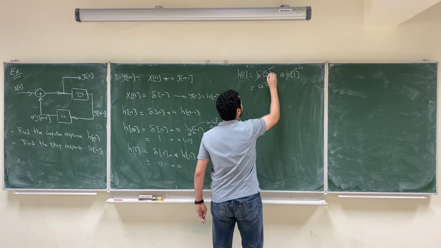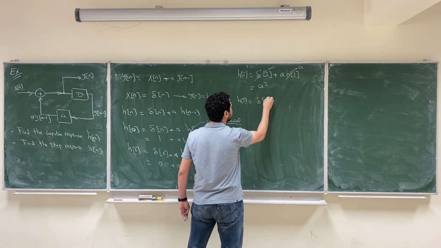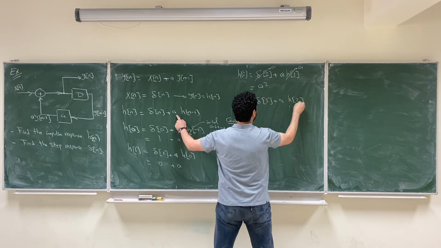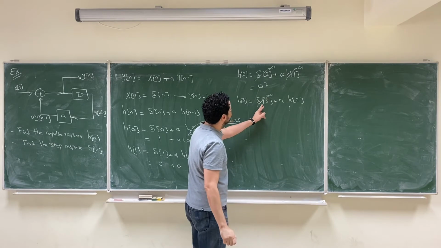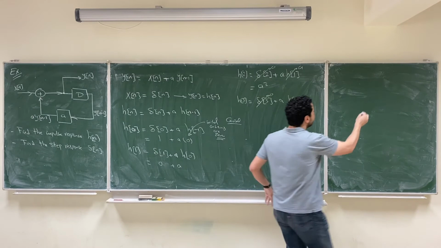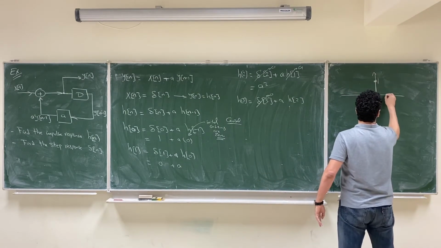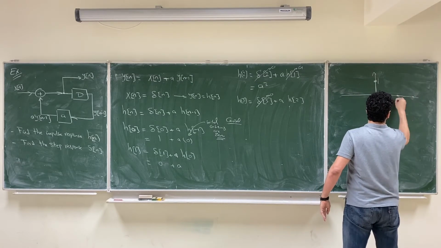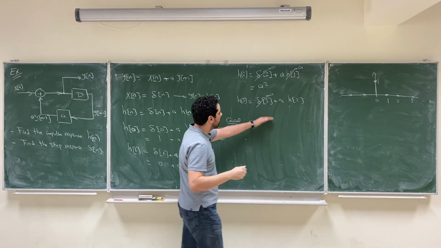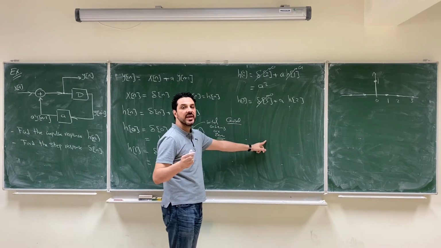This is 0 again. What about h3? h3 will be equal to delta 3 plus a multiplied by h of 2. Delta 3 is 0. Always delta 3, delta 4, delta 5, delta 6 will be 0. Why? Because the delta appears only at 0, right? It's 1 only at 0. At all other instances, it's 0, right? So in all the coming equations, delta 4, delta 5, delta 6 will be zeros.